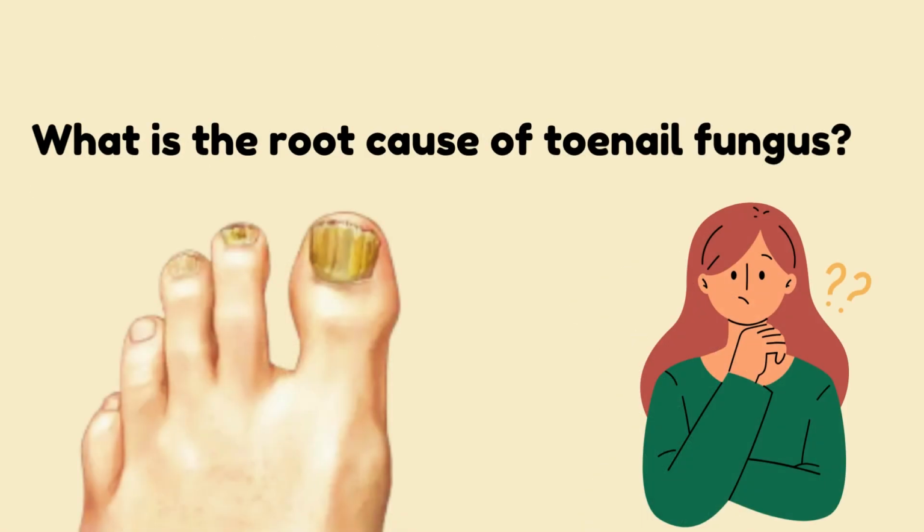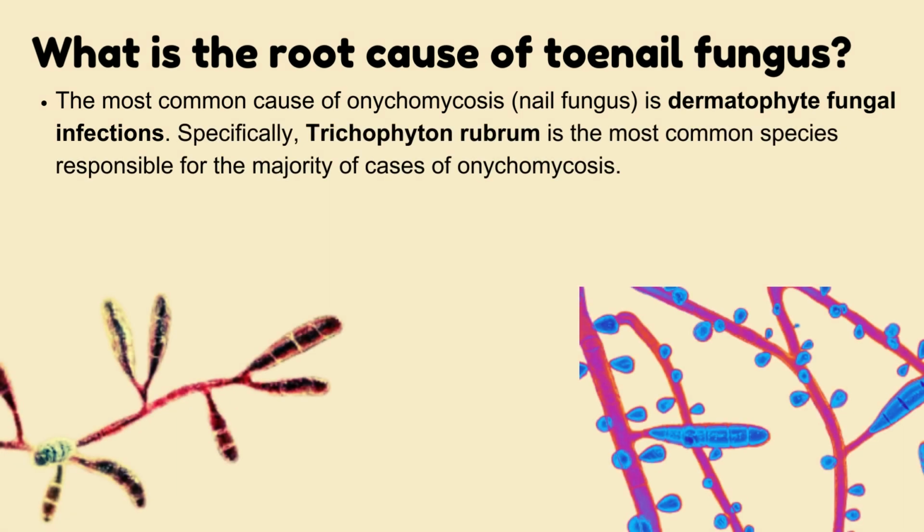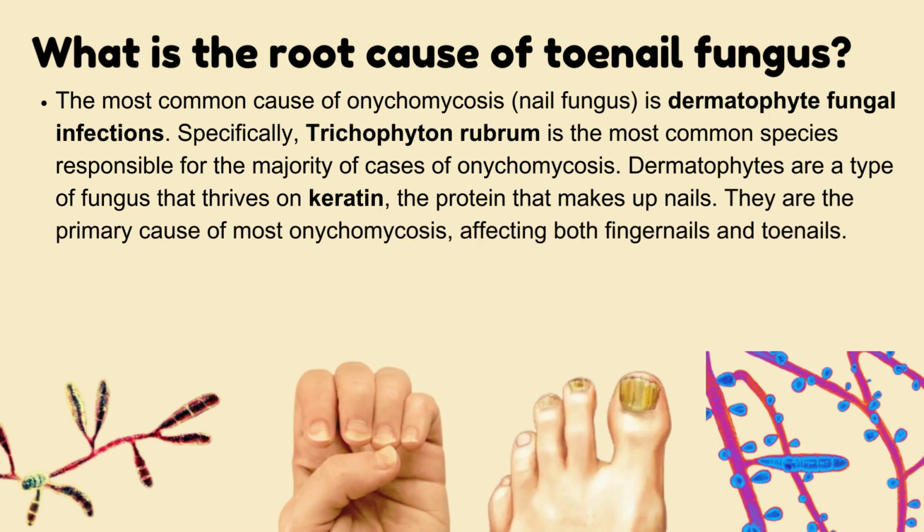What is the root cause of toenail fungus? The most common cause of onychomycosis is dermatophyte fungal infections. Specifically, Trichophyton rubrum is the most common species responsible for the majority of cases of onychomycosis. Dermatophytes are a type of fungus that thrives on keratin, the protein that makes up nails. They are the primary cause of most onychomycosis, affecting both fingernails and toenails.